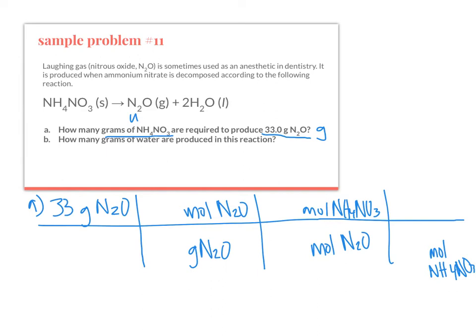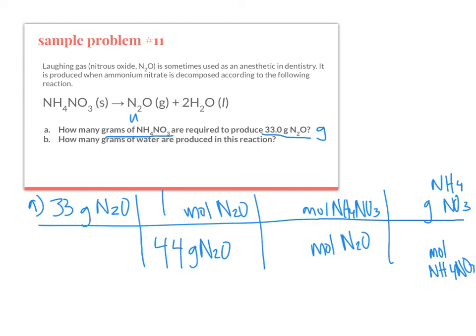Okay. And then you can get grams NH4NO3. Okay. So right here, we use the molar mass of N2O as the conversion factor. Nitrogen is 14, and you have 2 of them, so that'd be 28, plus 16 grams of oxygen, so that's 44 grams per 1 mole. And then right here, we use the balanced equation.